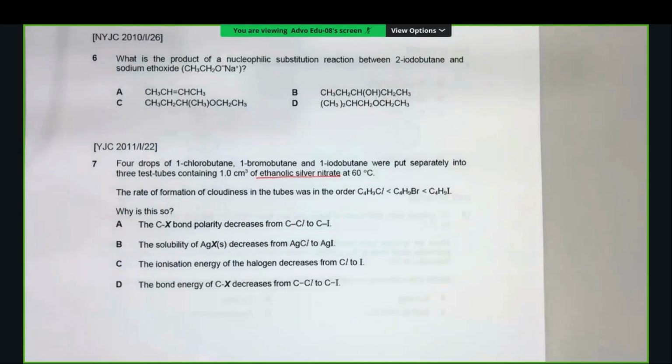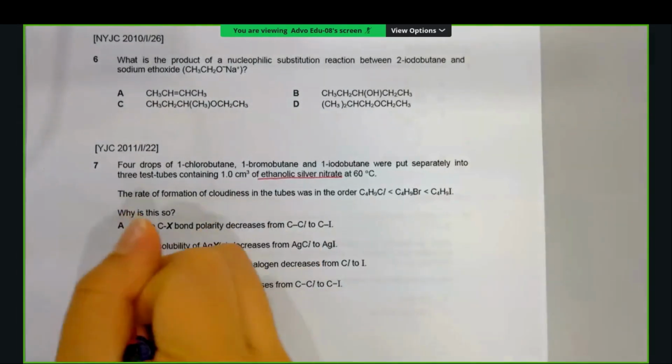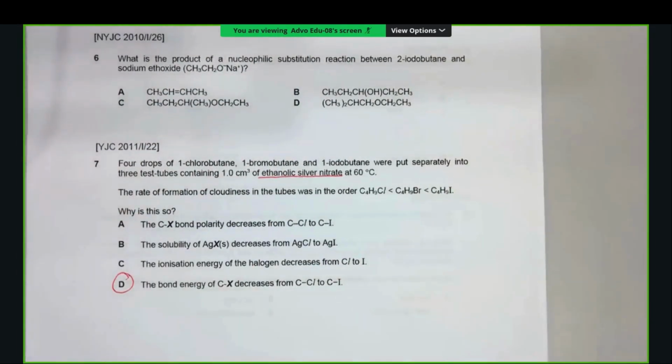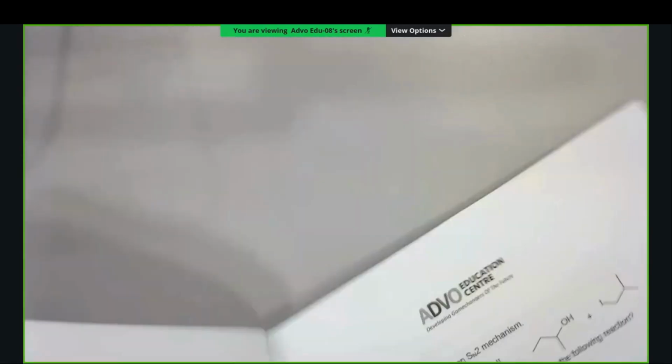So the rate was in the order. Why is this so? The rate, assuming concentration stays the same, for 4 drops the concentration is exactly the same, right? So then it will depend on the bond. Okay, so what's the answer then? D, that's all. You got one correct. Very good. So you can see our 4 drops are of the same concentration. Okay, let's move on. Question 8.